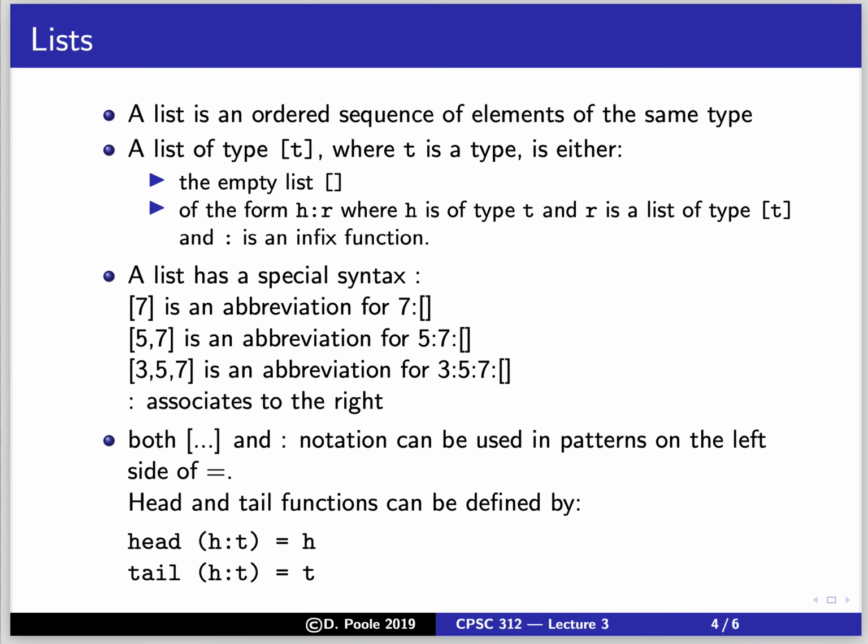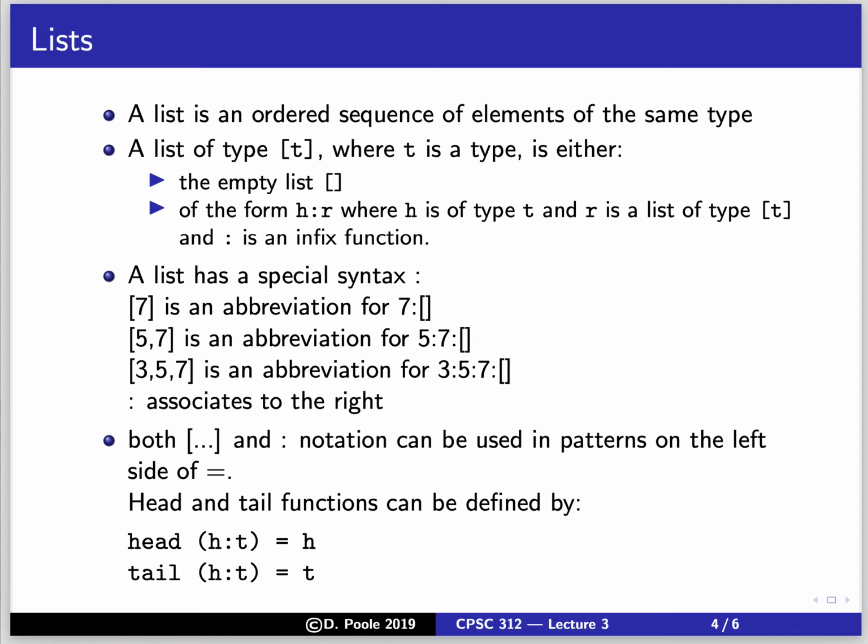Now both this equality and less than can be used with patterns on the left-hand side of equality. So we can define functions like the head of h colon t is h. We've given this pattern h colon t, where h matches the head and t matches the tail, and here we're just returning h. And the function called tail takes in a list and returns the tail. Notice that both of these are not defined for the empty list. In fact, you'll get an exception if you call them.